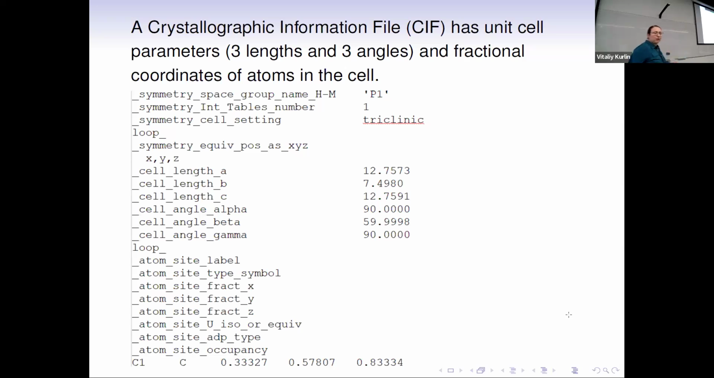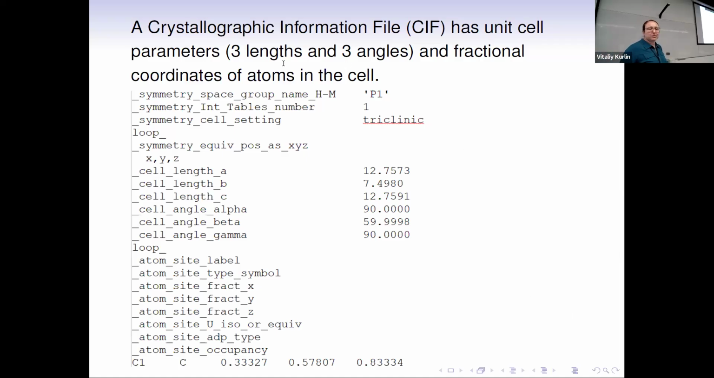So, does it happen in real-life data? Here is an example from one of the crystallographic information files, CIF files. Who has dealt with this kind of files already? Quite a few people, but not everybody. So that's one of the typical ways to represent crystal structures.